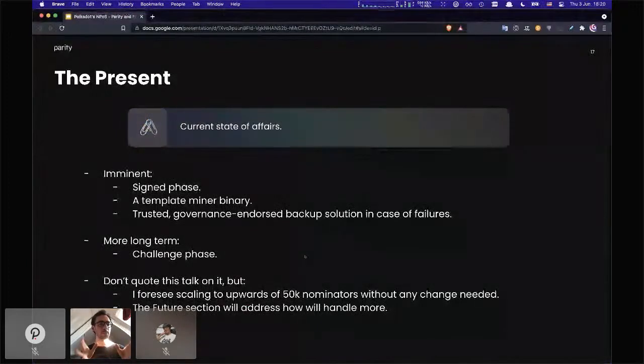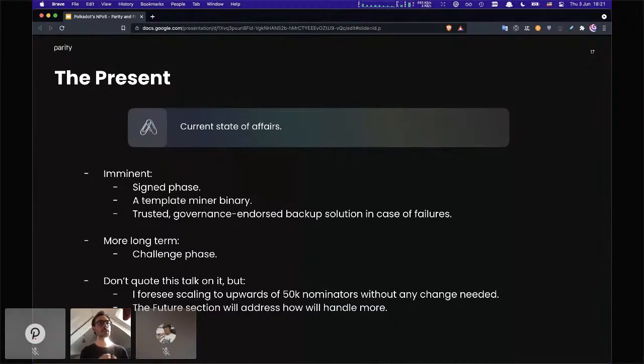And a brief recap on the present and the imminent things that would happen, the current state of affairs. One new feature of this multi-phase election, this individual election pallet that we have deployed, and that we're going to keep improving, is that it's going to allow solutions to come from any account. And this is something important that I wanted to at least bring up today.